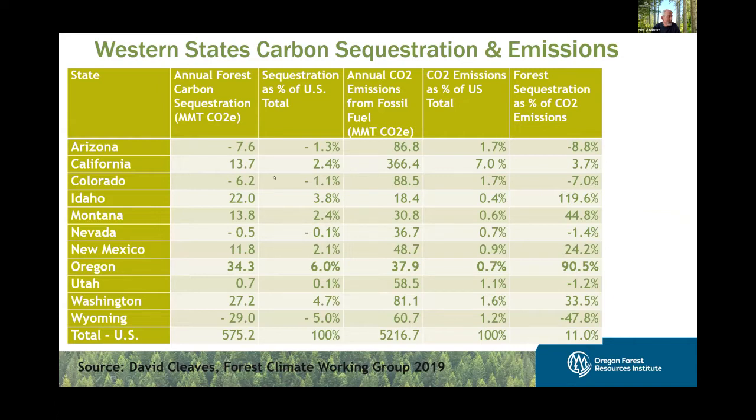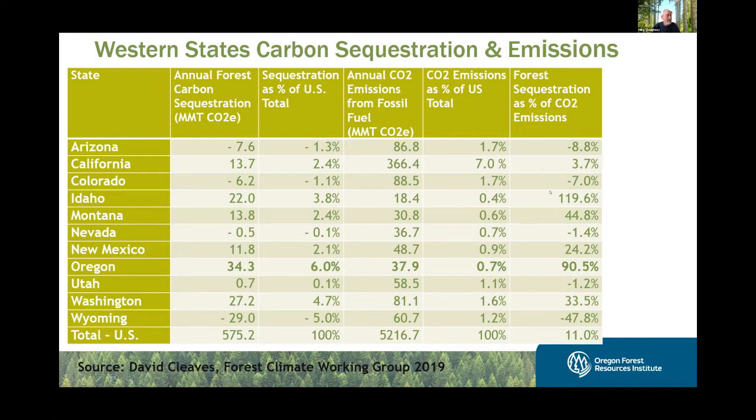Let's compare this to California, our state to the south. Again, a pretty big carbon sequesterer, although with all the wildfires, they've been sequestering less, 13.7 million metric tons. But they're a huge emitter, no doubt, right? All those cars, all those factories. 7% of the CO2 emitted in this country is from California. Washington to our north, again, a great forest sequesterer, 27 million metric tons, and a moderate emitter.